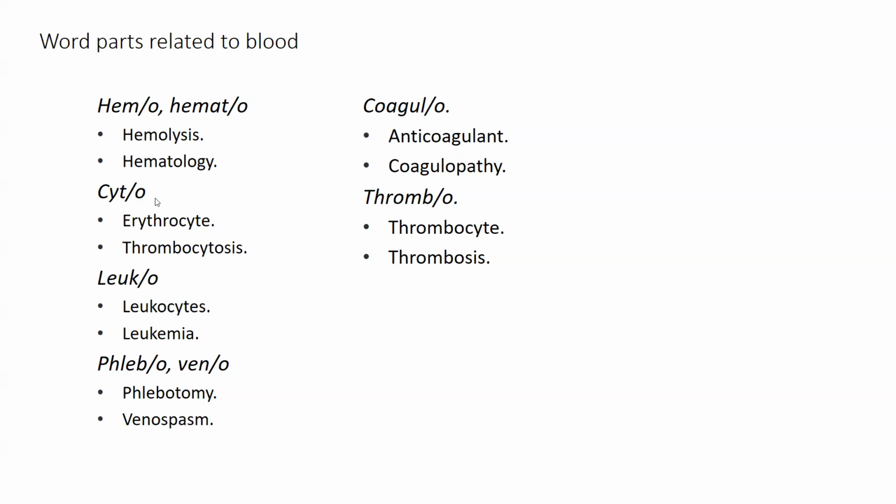Cyto refers to cells in any context, but in this context, of course, the various types of blood cells. Erythrocytes, erythro means red, so these are the red blood cells. Leukocytes would be the white blood cells. Thrombocytes are the platelets. They're not actually cells, parts of cells. Thrombocytosis would be a condition of the thrombocytes. Again, leuko means white, so leukocytes are white blood cells. Leukemia literally just means a condition of white blood, but it's an overproduction, a cancer, of white blood cells.